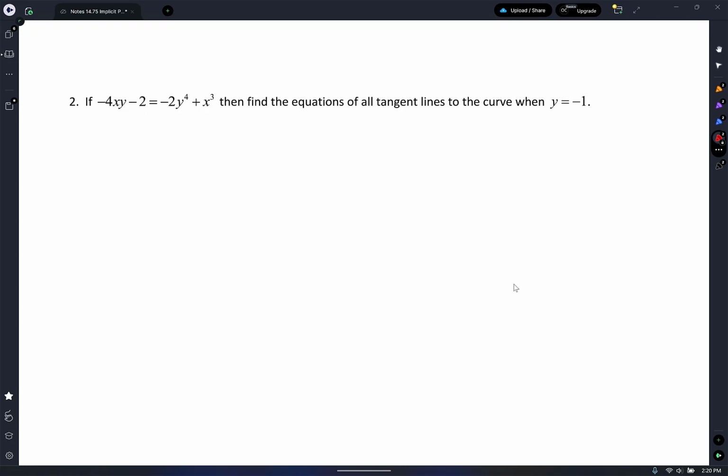Question 2, it says if -4xy minus 2 equals -2y to the 4th plus x cubed, then find the equations of all tangent lines to the curve when y equals -1. For a tangent line, I need 2 things, what and what? All right, so let's find the point first. We already have y = -1, guys. So here we go. I'm just finding my x value. So negative 4x times negative 1 minus 2 equals negative 2 parenthesis negative 1 to the fourth plus x cubed.